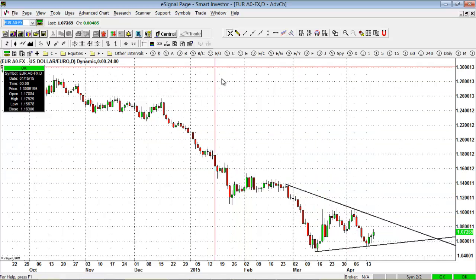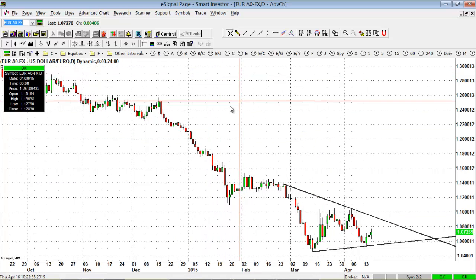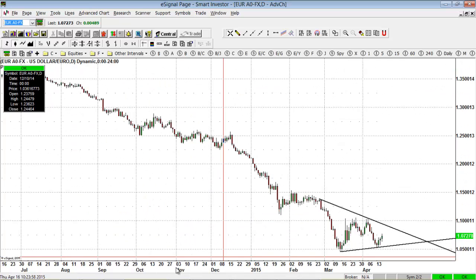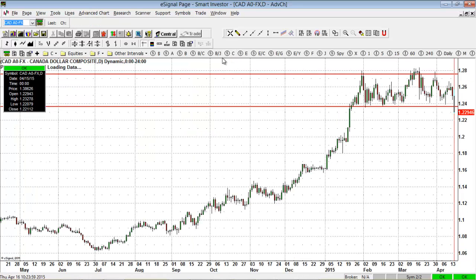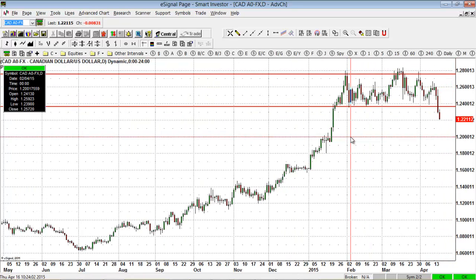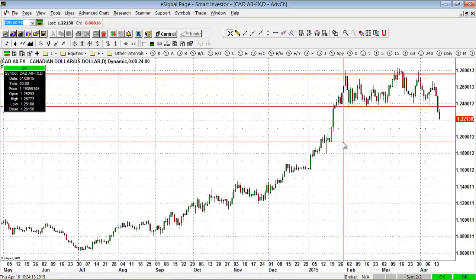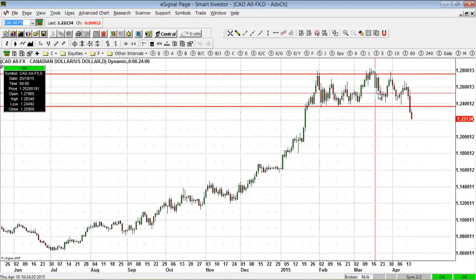And yesterday I spoke about the Canadian dollar and the fact that we're in a channel consolidation pattern and the market could reverse. And lo and behold, what happened? The market closed below this channel, and the market has sold off since that close. And our subscribers are enjoying this trade.